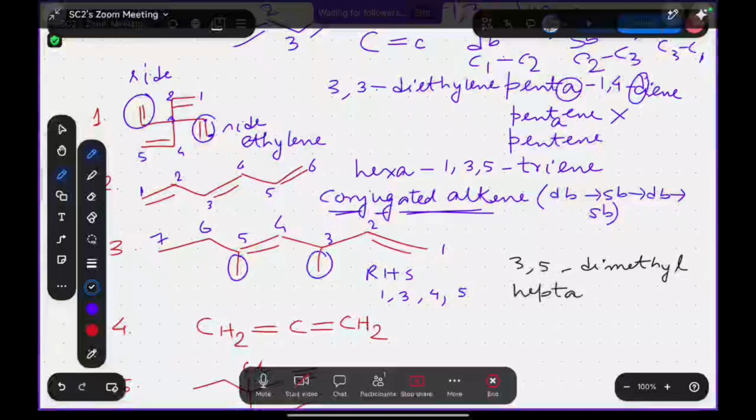Hepta, because we are having 2 double bonds. Hepta, because we are having 7 carbon atoms. See, in the word root, we will include hepta, 7 carbon atoms in the parent chain. Then, hepta 1, 4 diene. 1, 4 diene. Now, what did you see? That means the double bond is present at the 1 carbon and at the 4 carbon.